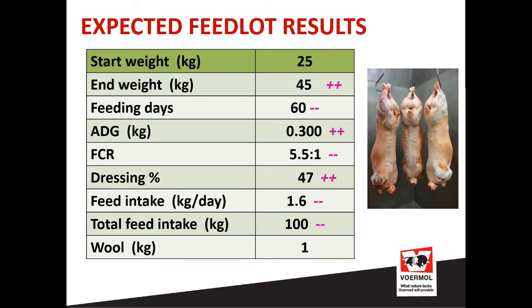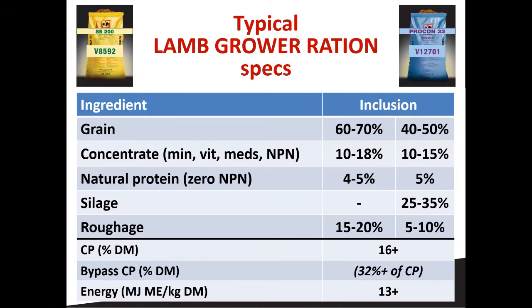Usually I say 1.5 kgs. And then you can expect a total feed intake of about 100 kilograms per lamb over that feeding period. And then if you're dealing with wool-based breeds or multiple breeds, then you can easily show off 1 kg of wool as well, which is a nice extra income there. Your typical lamb grower ration.